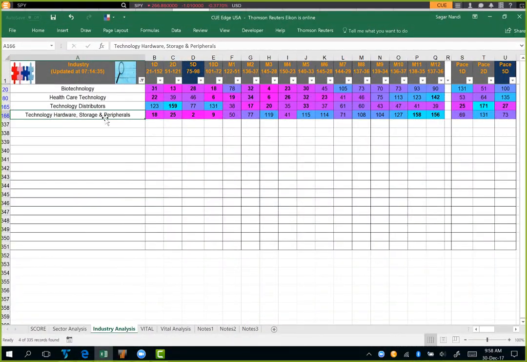We can go to the technology, hardware, storage and peripherals. We see that it was stronger earlier, cyan, but gradually weakening, turning magenta. This is the period where we had multiple short opportunities. We can drill down to the stocks.